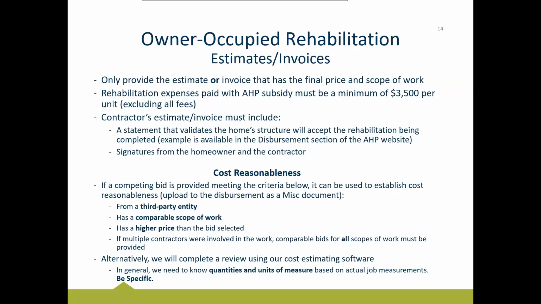The rehabilitation expense, and we've covered mine, but nonetheless like to reinforce it. Rehabilitation expenses paid with AHP subsidy must be a minimum of $3,500 per unit. That excludes all fees. That is just direct rehabilitation expenses, and the feasibility workbook will make sure that you're hitting that minimum. The contractor estimate or invoice must also include the following two items.